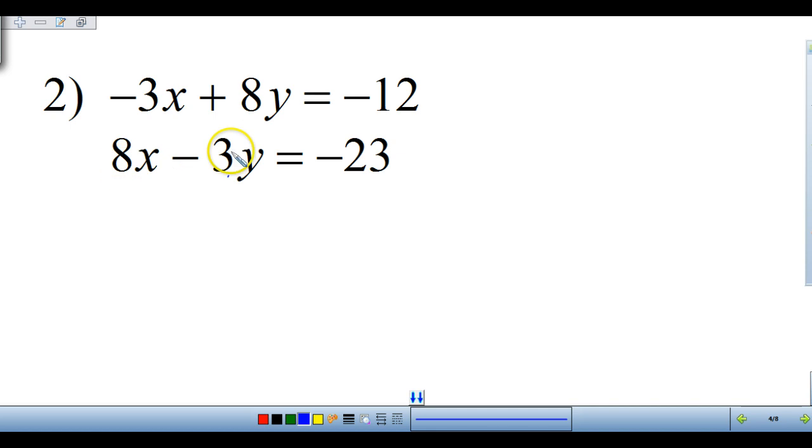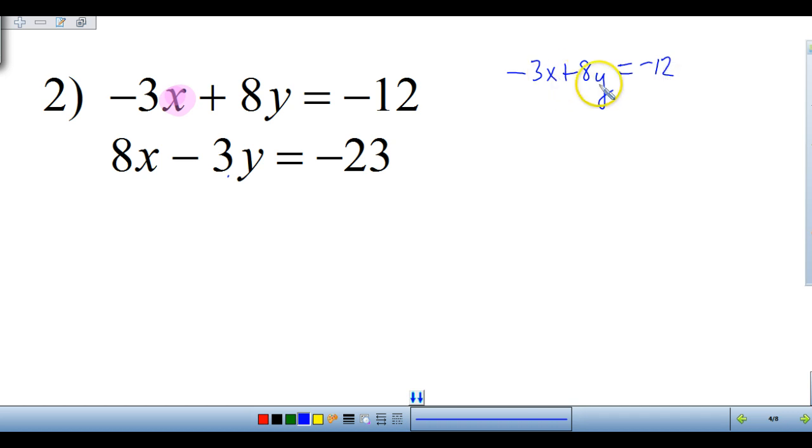And 8 isn't going to go into 3 or 23. So I'm going to pick this one. It's my best case scenario. I'm going to get this x by itself here because it's going to create the least mess, because it will divide into at least one of the terms in its equation. So here's how it would look.